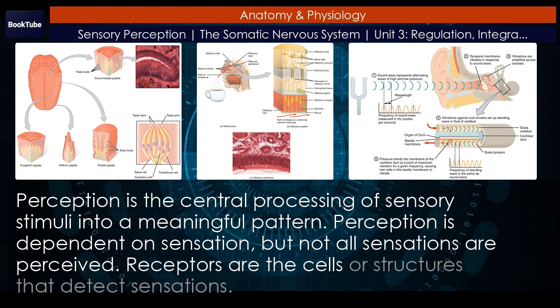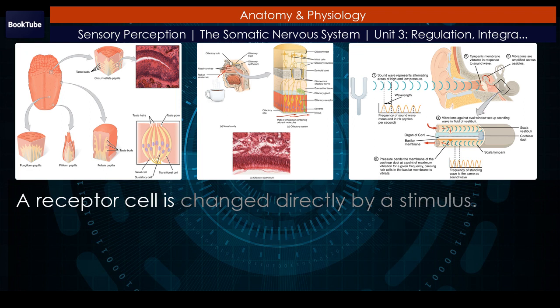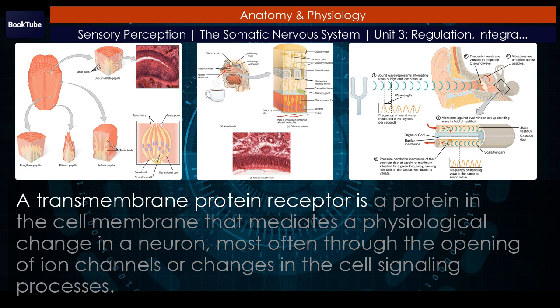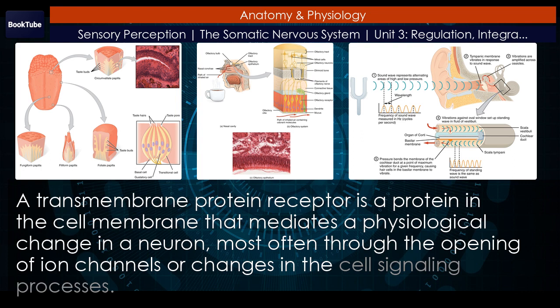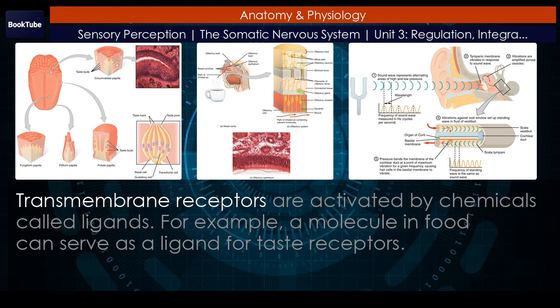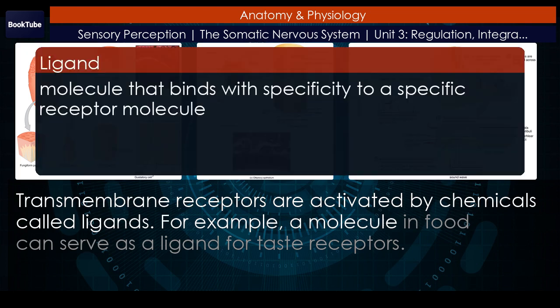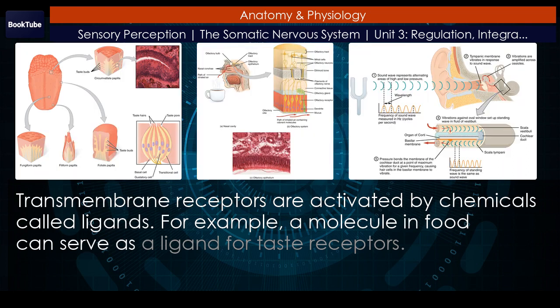Receptors are the cells or structures that detect sensations. A receptor cell is changed directly by a stimulus. A transmembrane protein receptor is a protein in the cell membrane that mediates a physiological change in a neuron, most often through the opening of ion channels or changes in the cell signaling processes. Transmembrane receptors are activated by chemicals called ligands. For example, a molecule in food can serve as a ligand for taste receptors.